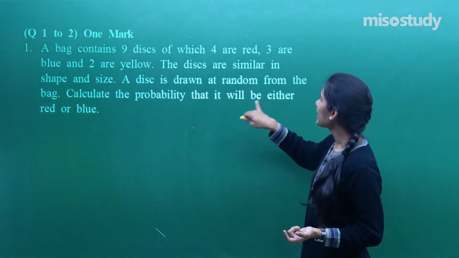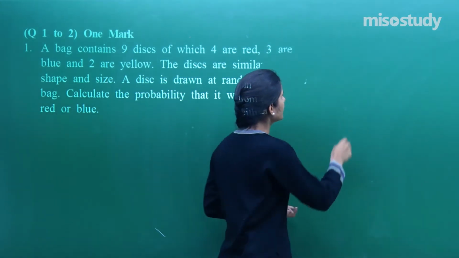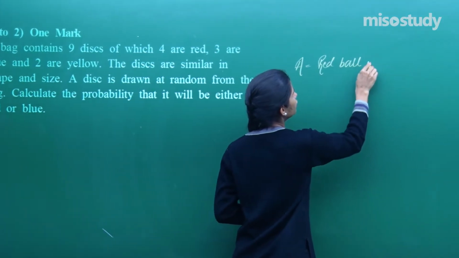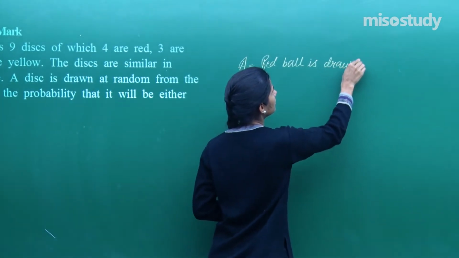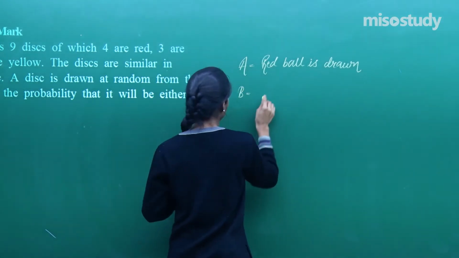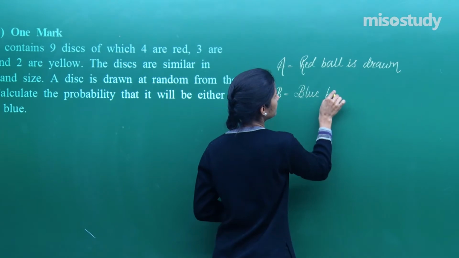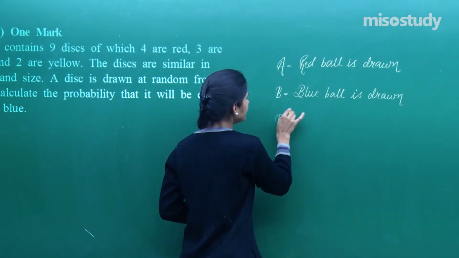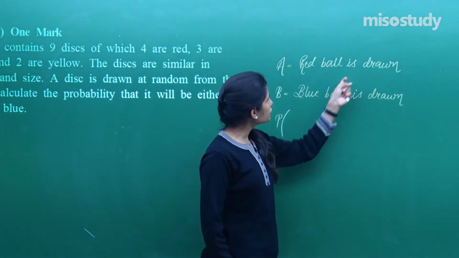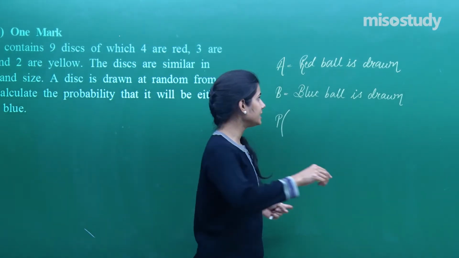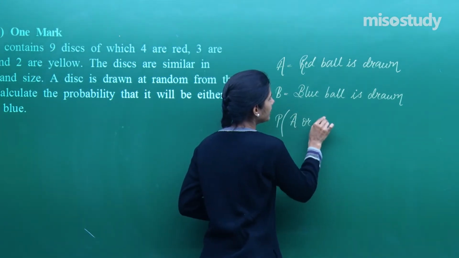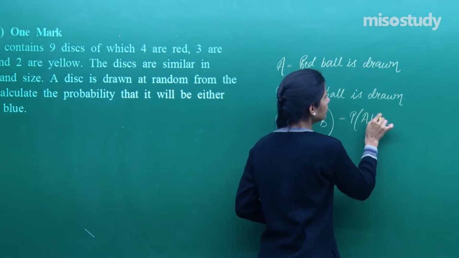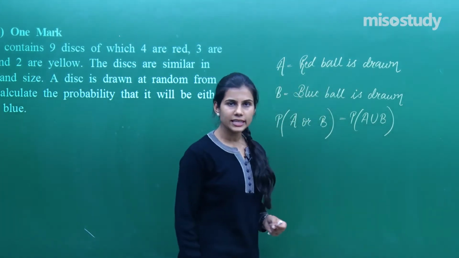A disc is drawn at random. Calculate the probability that it will be either red or blue. So let us define event A as red ball is drawn and event B as blue ball is drawn. Fine. What is the probability that either a red ball is drawn or a blue ball is drawn? That means what is the probability that event A has occurred or event B has occurred? What is A or B? It is nothing but the event A union B. What is the probability of occurrence of the event A union B?